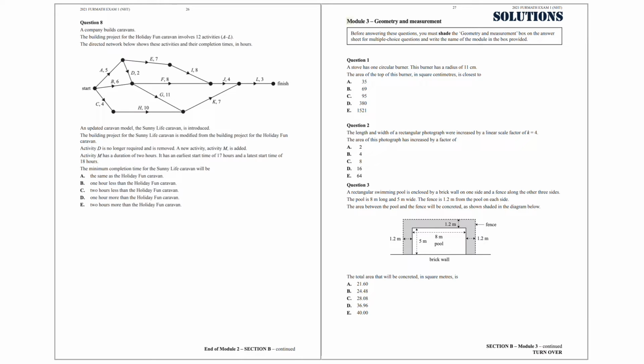Module 3, Geometry and Measurement. Question 1. A stove has one circular burner. This burner has a radius of 11 centimeters. The question is asking for the area of the top of this burner in square centimeters.